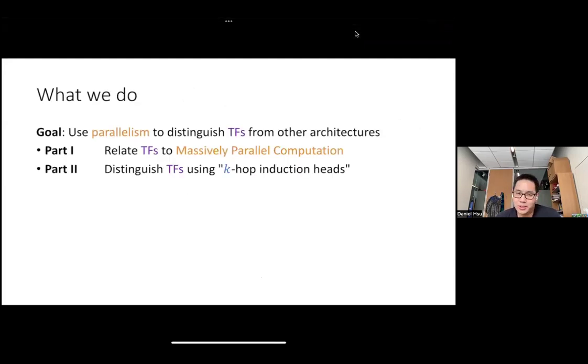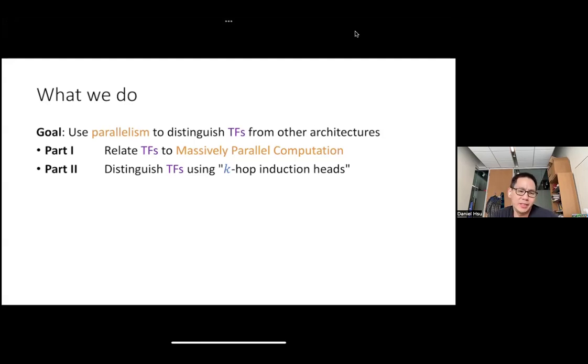Okay, so what is the goal of this work? The goal is to try to use parallelism as a way to distinguish transformers from other architectures. Now, of course, parallelism is very natural when you think about a transformer as a circuit model. But here we want a slightly more fine-grained understanding of transformers and how parallelism is crucial to understanding them, especially when you restrict the width of the transformer.